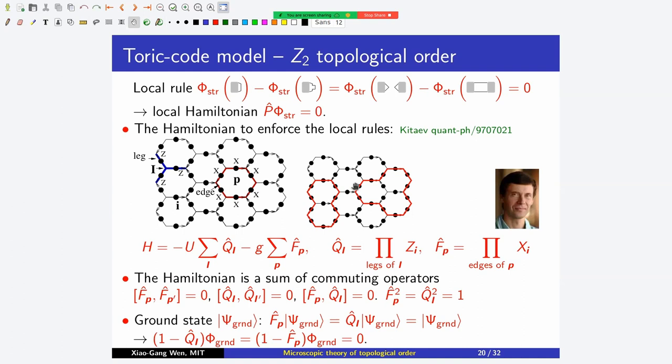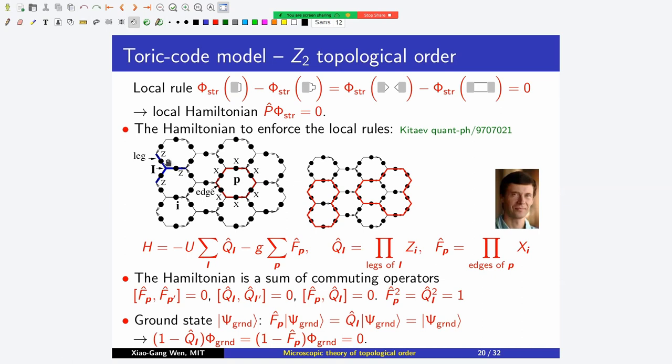So let me go through this a little bit. For the toric code model, we have two terms: one we call the Q term, the star term, and the other the plaquette term. This star term is basically a product of sigma z for the three links around a vertex.